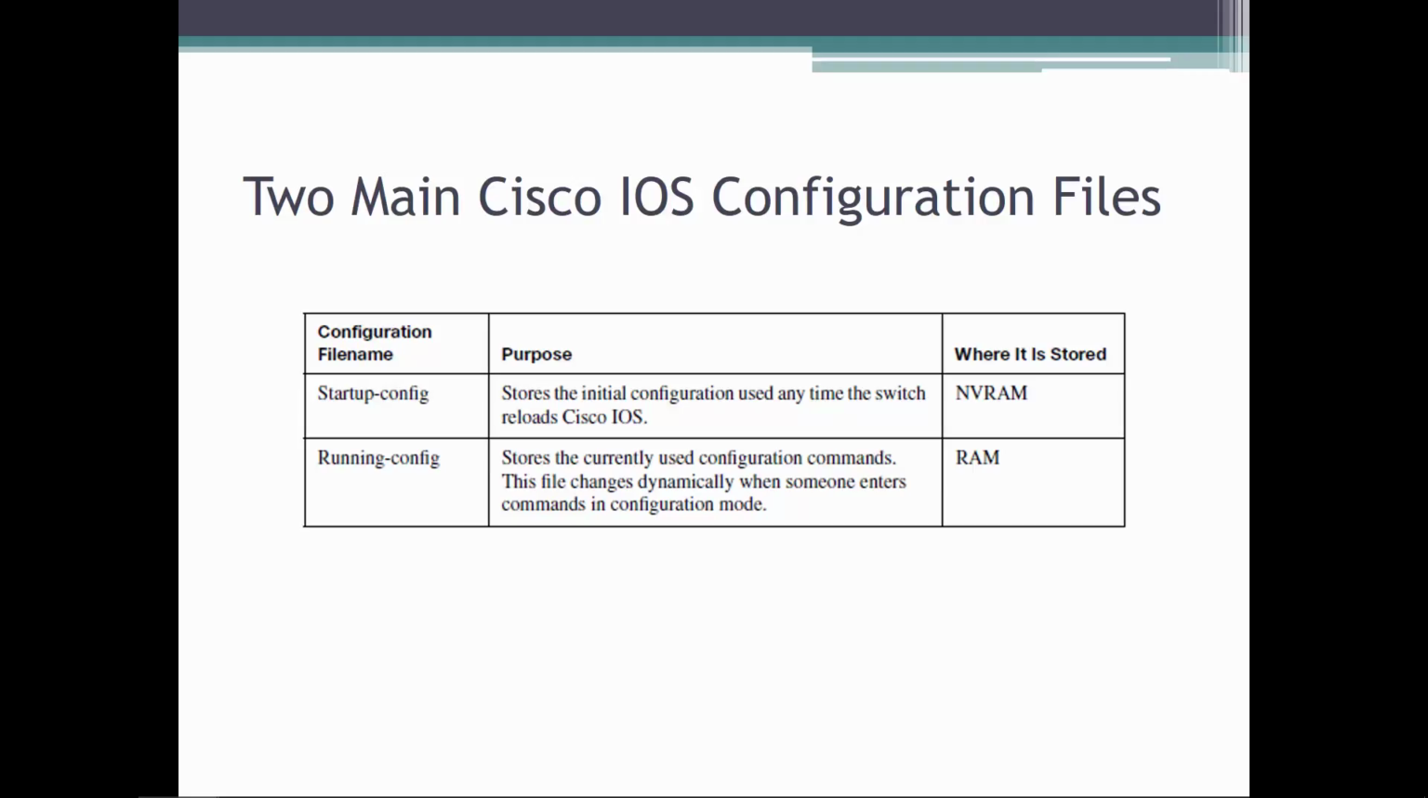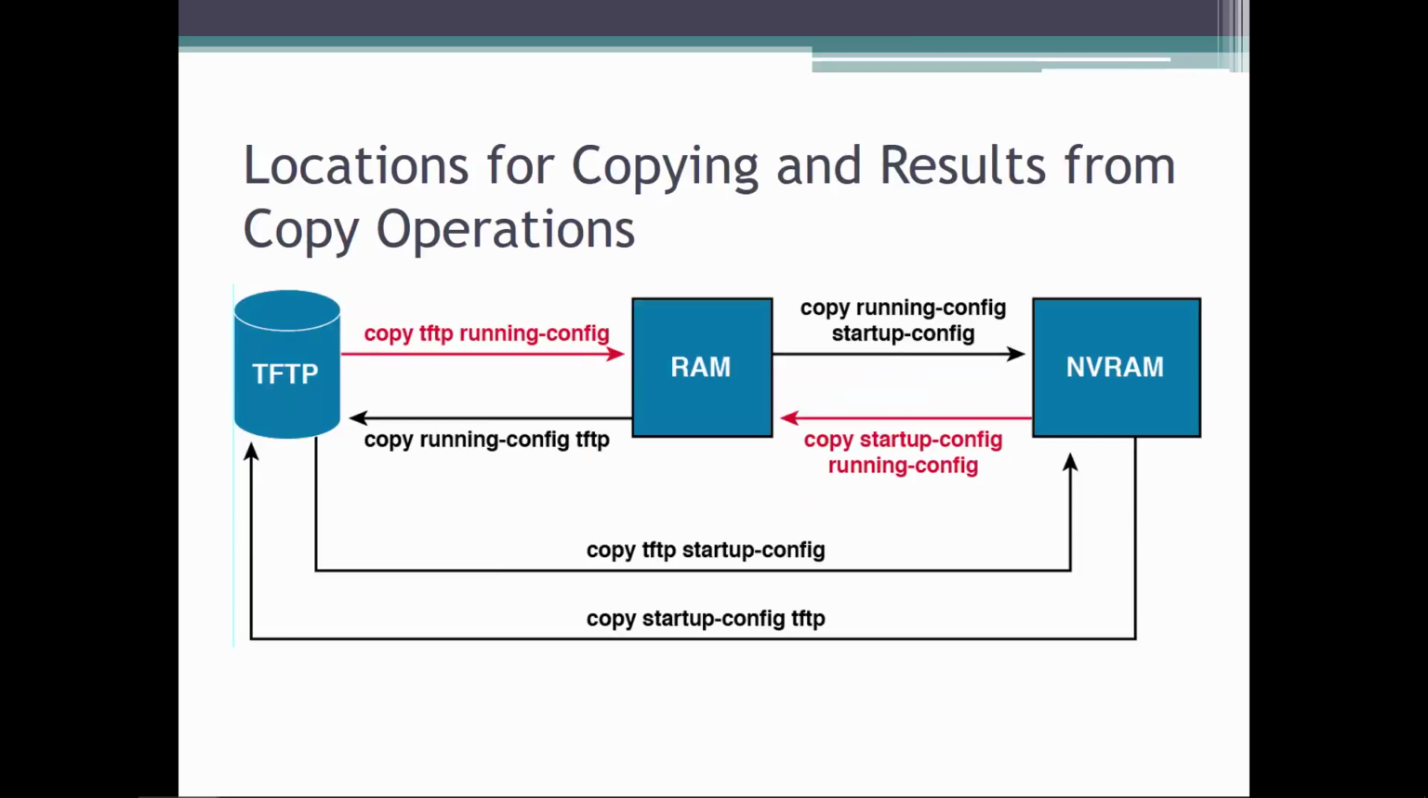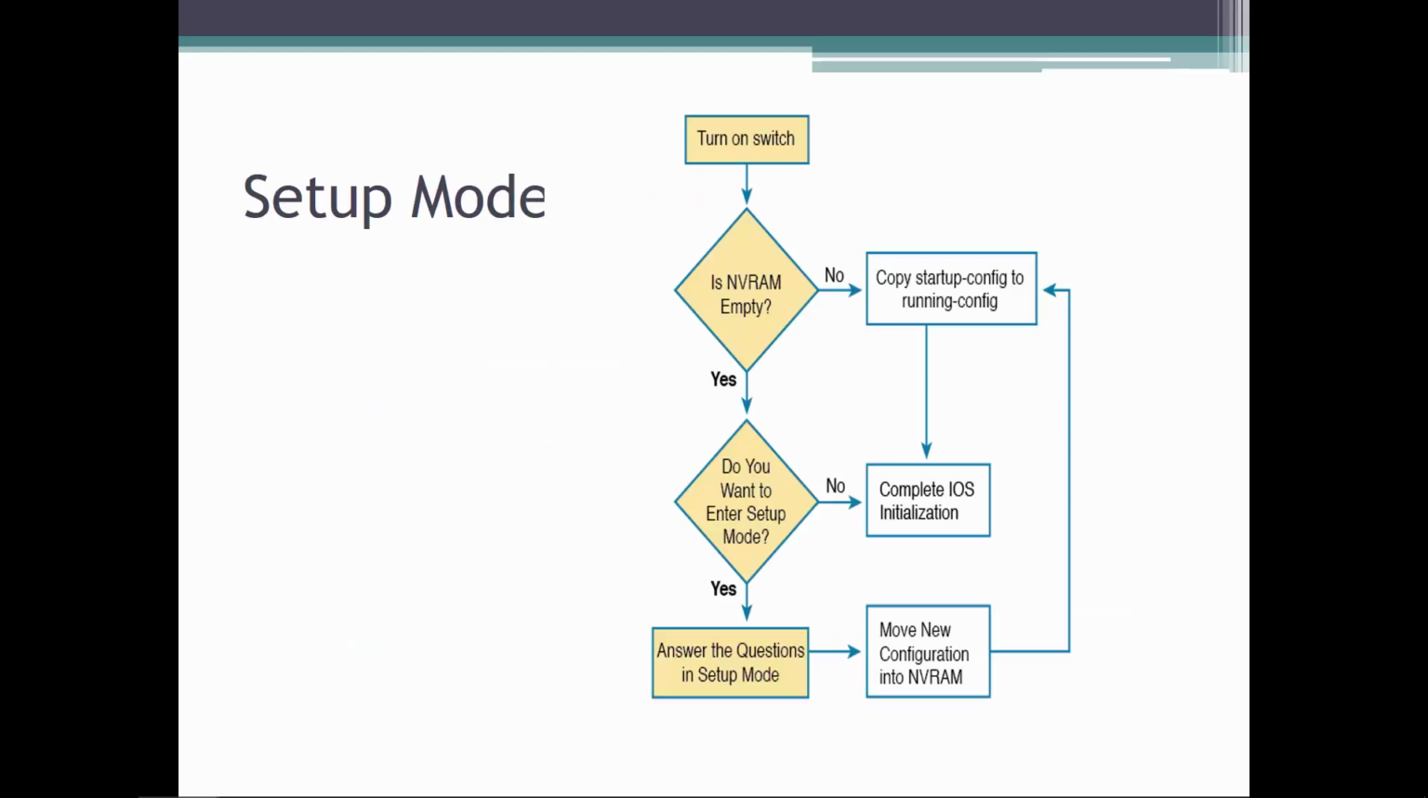So, normally when you configure a device, you are configuring its running config. If you want to save it, you save it to startup. That way the next time the device starts up, it will load your current config. Locations for copying information, like a running config, could be a TFTP or NVRAM, depending on how you have it called. That way, if you want to copy the running config from the TFTP program, that works.